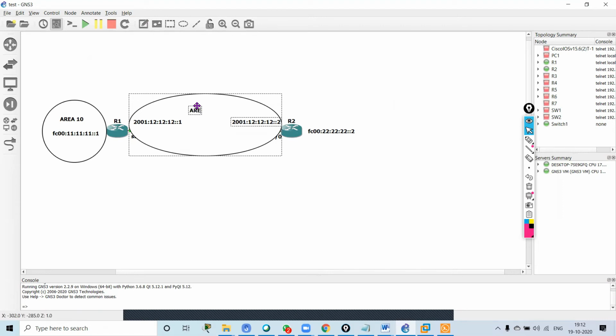You can take 0. Put it in background. You just right click. Sorry, what can I do? Right click. Yeah. Lower one layer. Just lower one layer. Yeah. Okay, thank you.